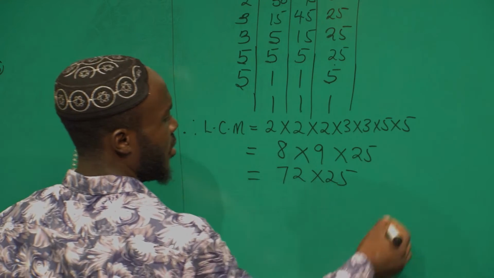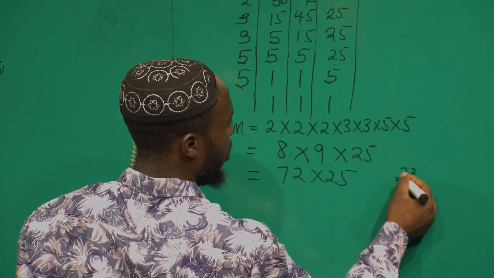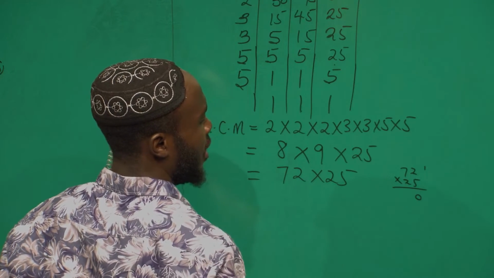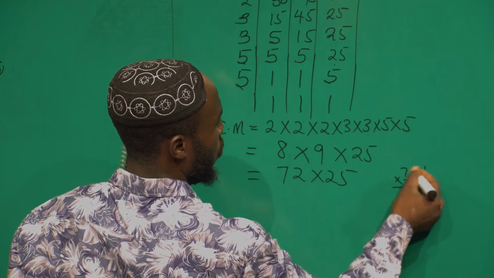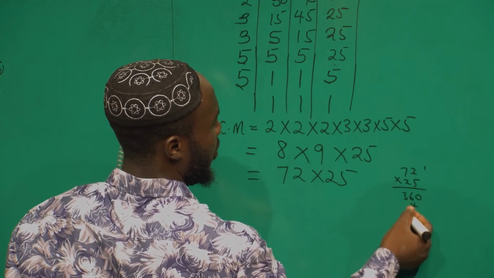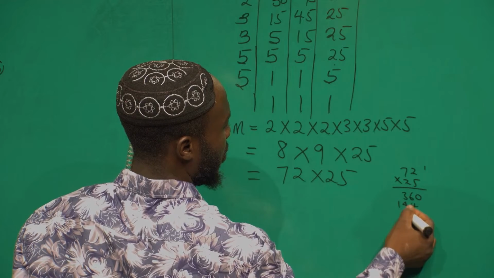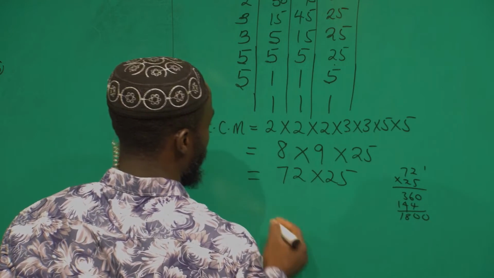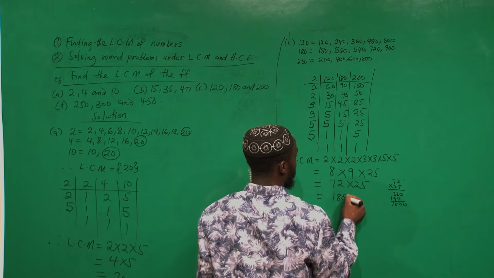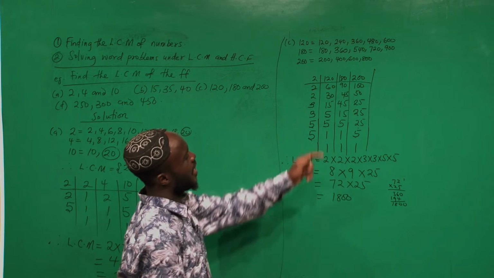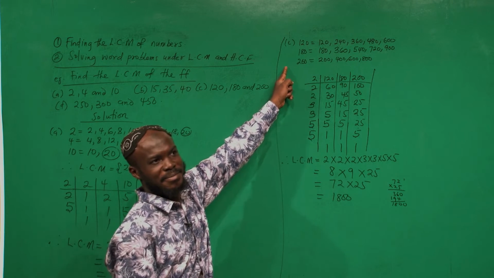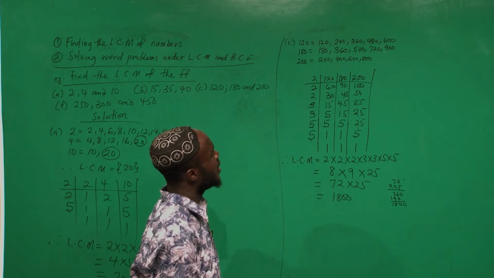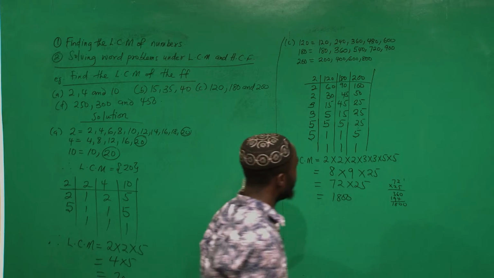Do it near it. So 72 times 25. 5 twos are 10, carry 1. 5 sevens are 35, plus 1, 36. 2 fives are 10, 2 twos are 4, 2 sevens are 14. 0, 0, 8. Wow. 1,800. So you could see that the person using this method is going to continue till he gets 1,800. So let's see whether we could continue and get it.